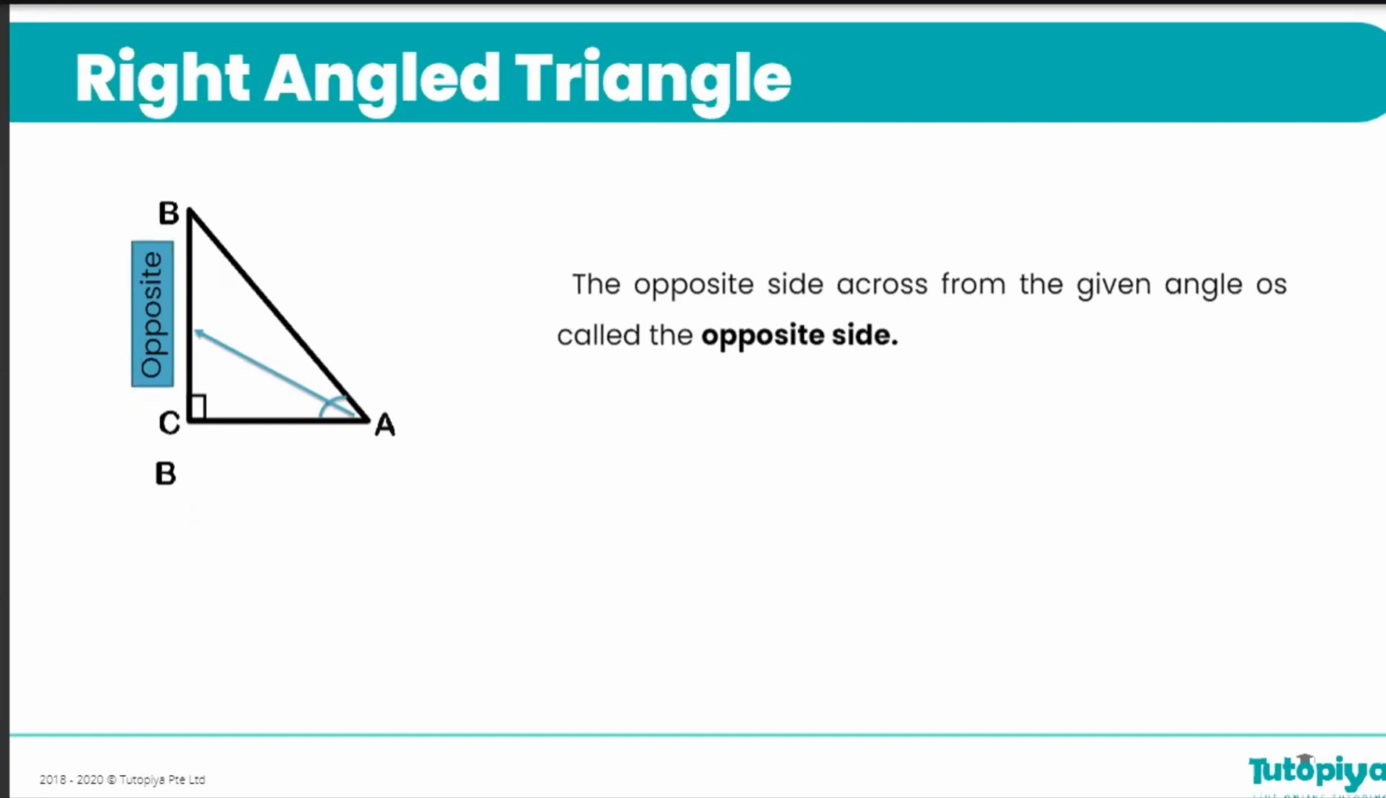The labeling of the other two sides in our right-angled triangle is dependent on a specific angle that we're considering. In this case, we're going to consider the angle A here. The side that I have opposite my angle is known as the opposite side. So this is the angle here, the side opposite of it is the line CB, so this line CB is going to be known as the opposite side.